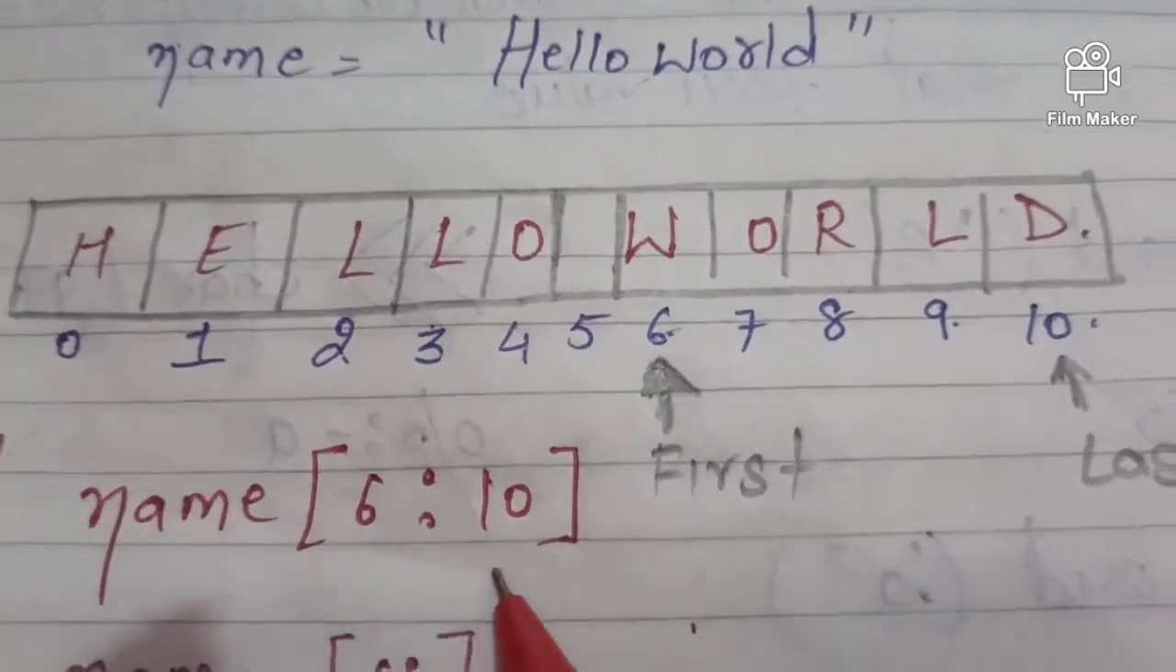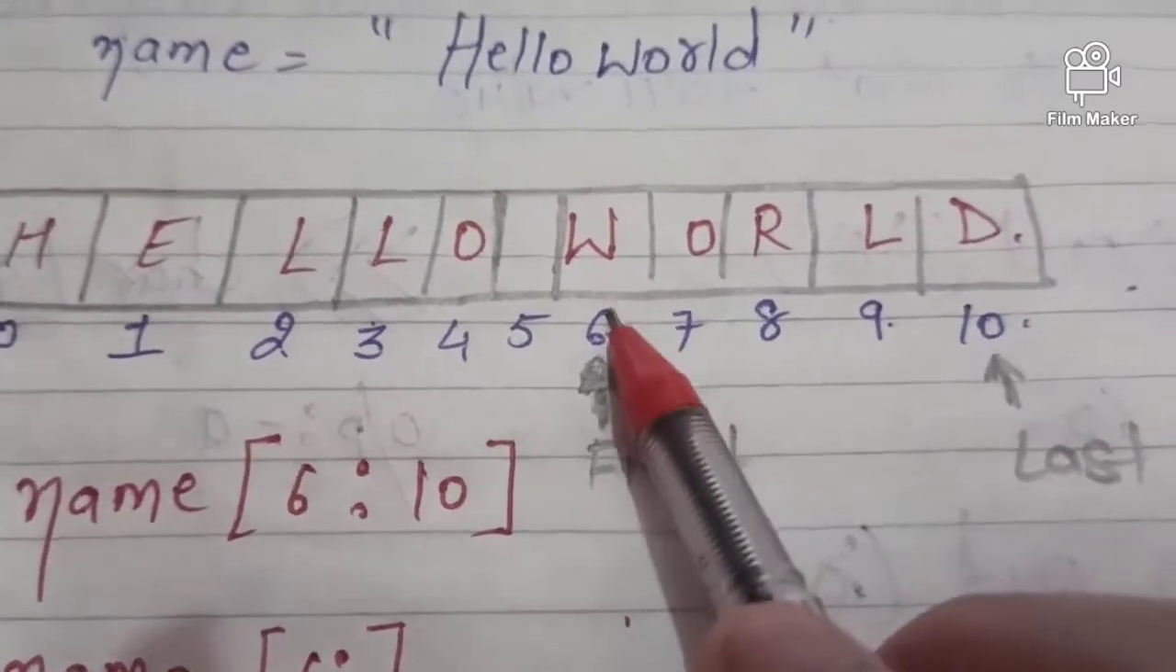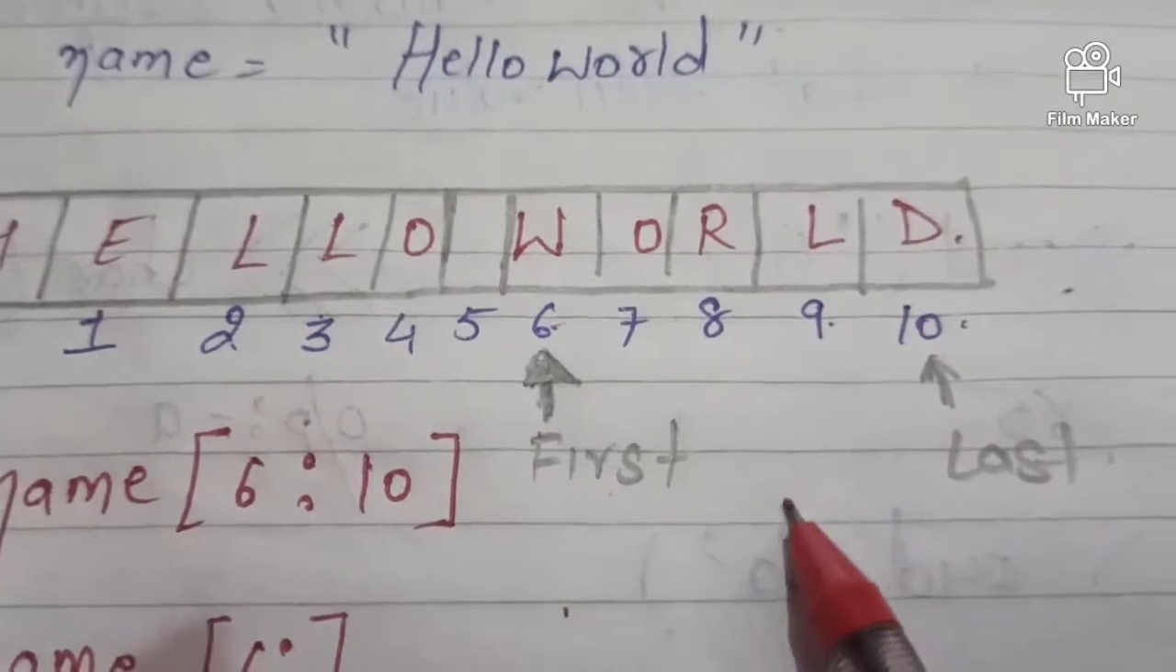वो इसी रेंज से आएगा 6 से 10. सो चेक करो 6 क्या है. 6 पे मेरा करेक्टर आ रहा है W, that is my first starting, and then 10 is the ending, the last one, that is D. So it gives the output world.